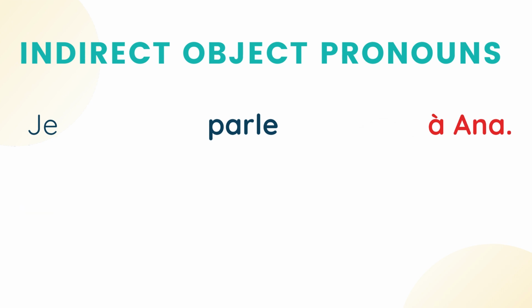Another example is je parle à Anna. Anna is a woman. And the pronoun I'm going to use to say to her, I would say je lui parle. This is a bit strange because lui, you could think that that's masculine. But actually, when it comes to indirect object pronouns, whether you're saying to him or to her, you're going to use lui. Je lui parle.